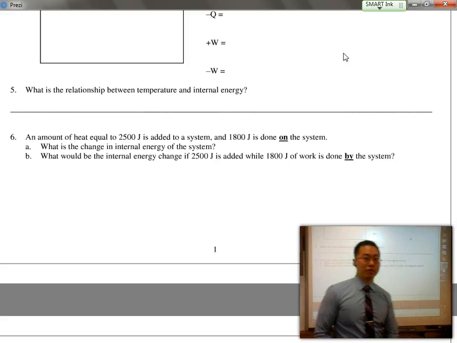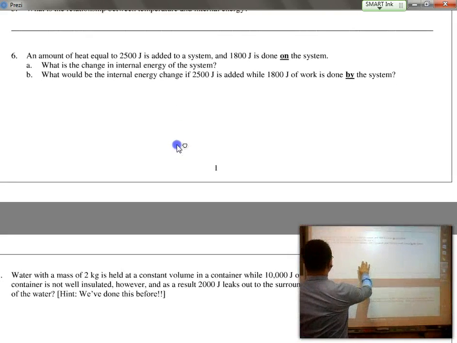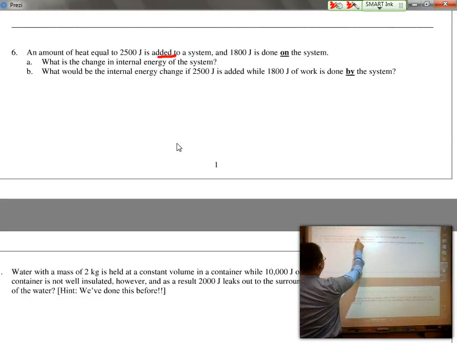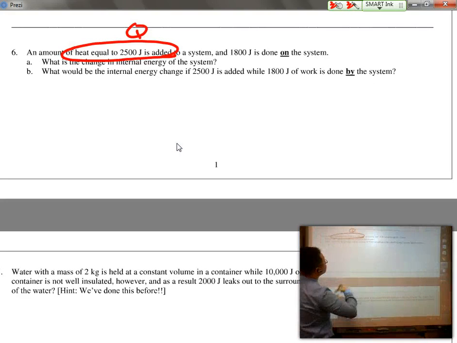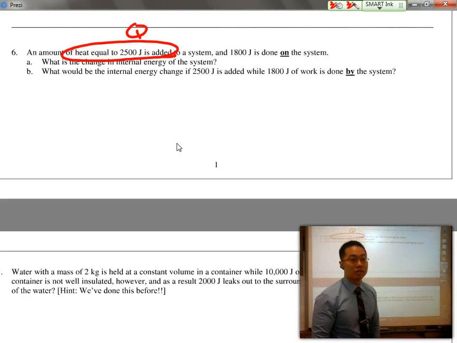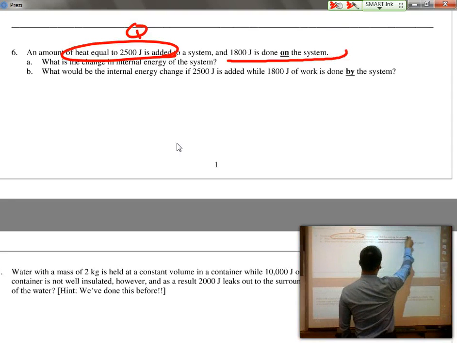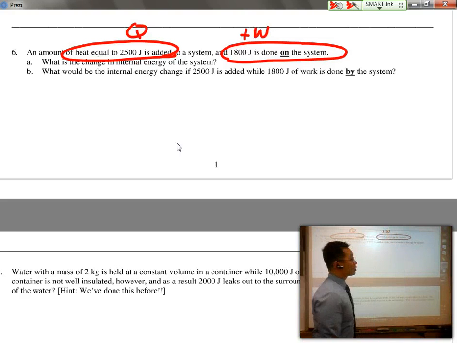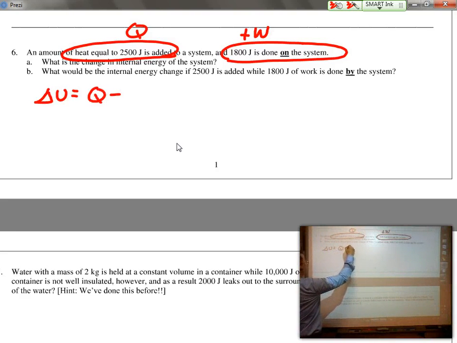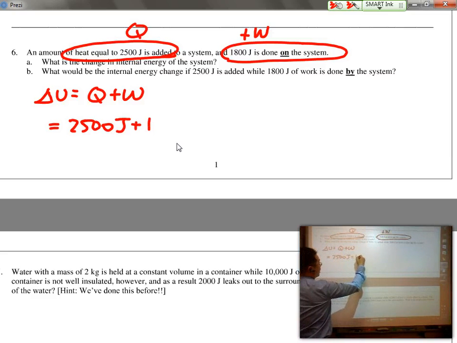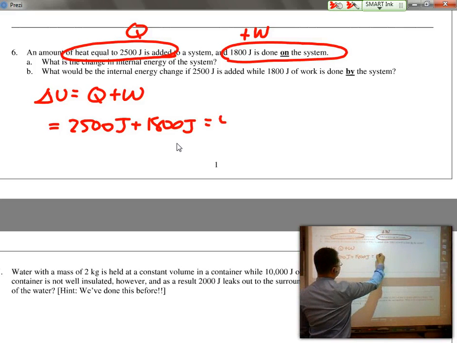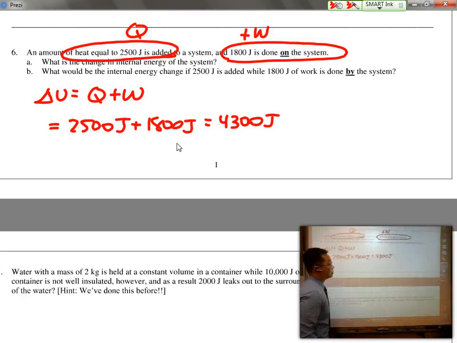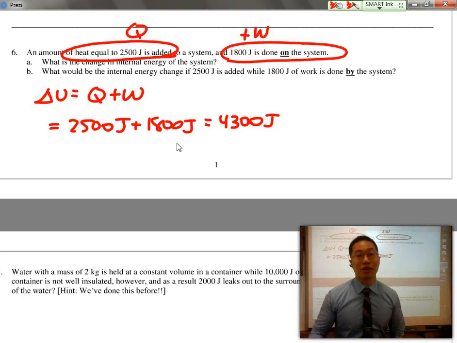Now let's do a quick example of delta U equals Q plus W. An amount of heat of 2,500 joules is added to the system, so that's Q, and 1,800 joules of work is done on the system, so therefore it compresses the system. So it's going to be a positive work. So when they ask us what's the change in internal energy, the formula would be delta U equals Q plus W. So that equals 2,500 joules plus 1,800 joules, which equals, of course, 4,300 joules. So the internal energy of the gas increased by that amount.